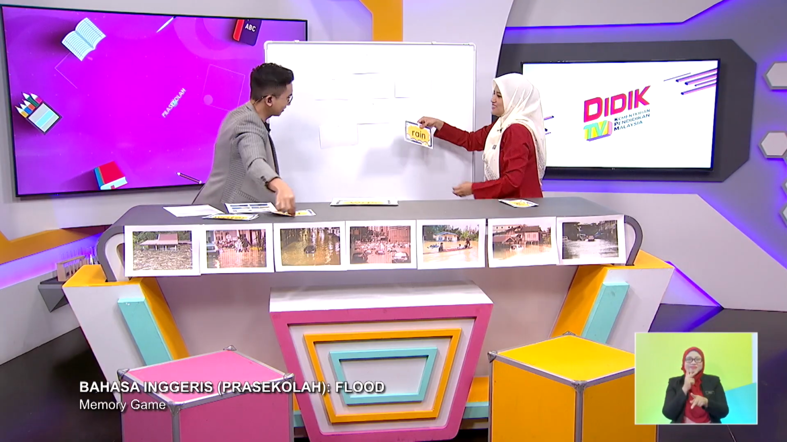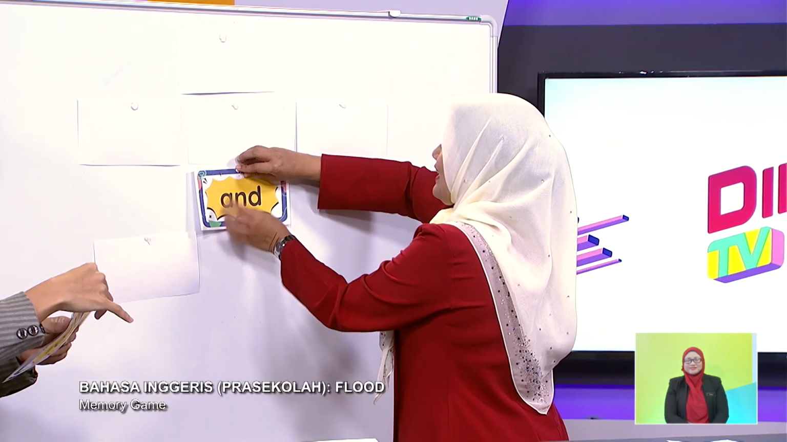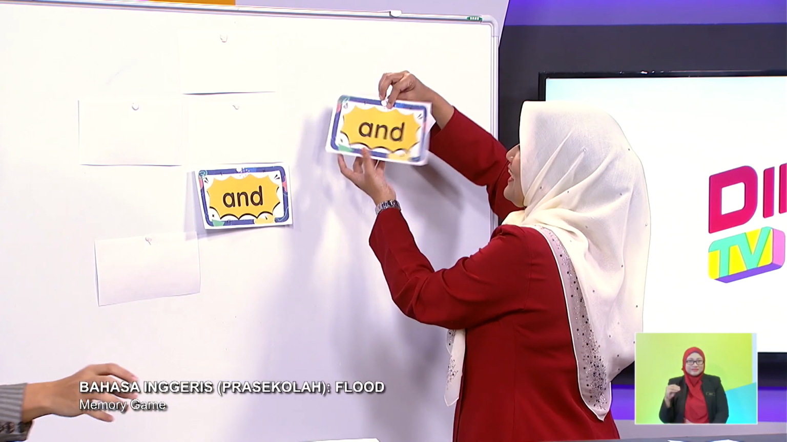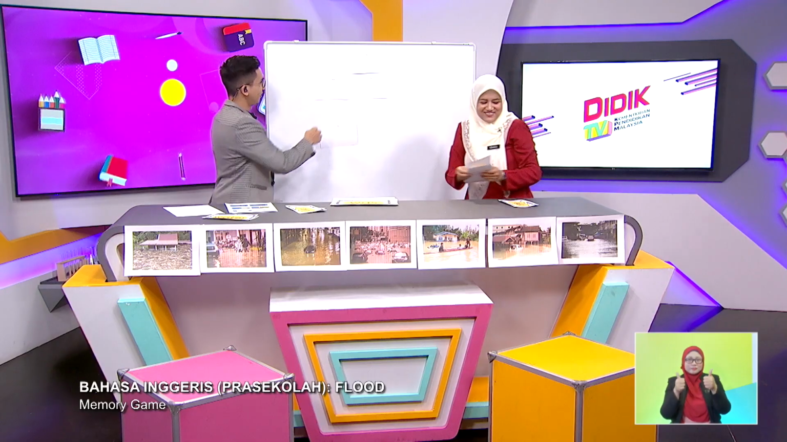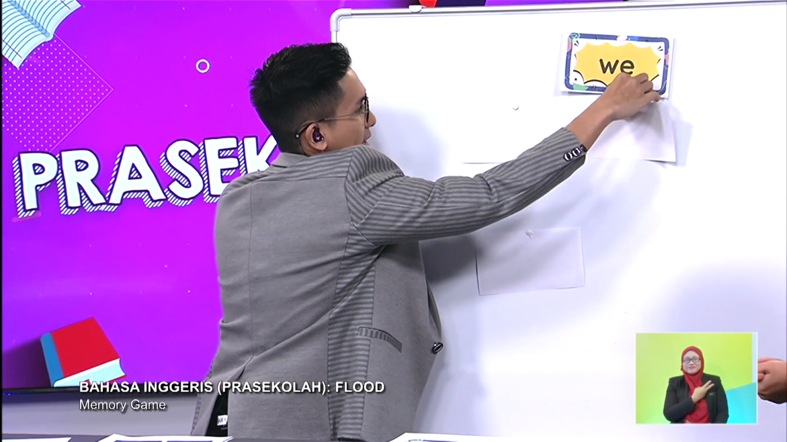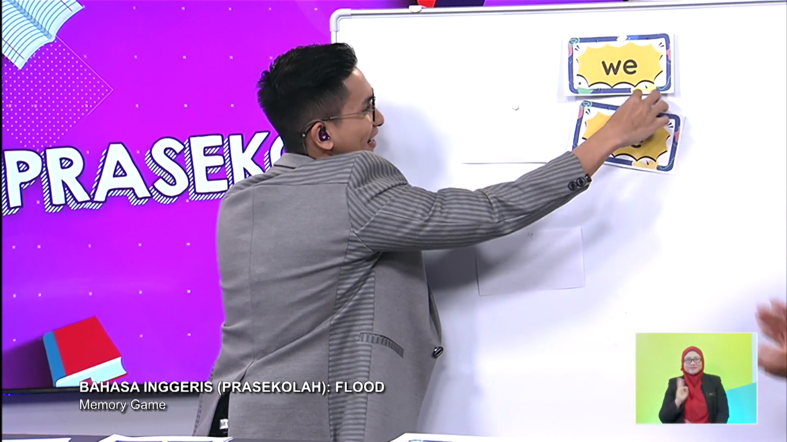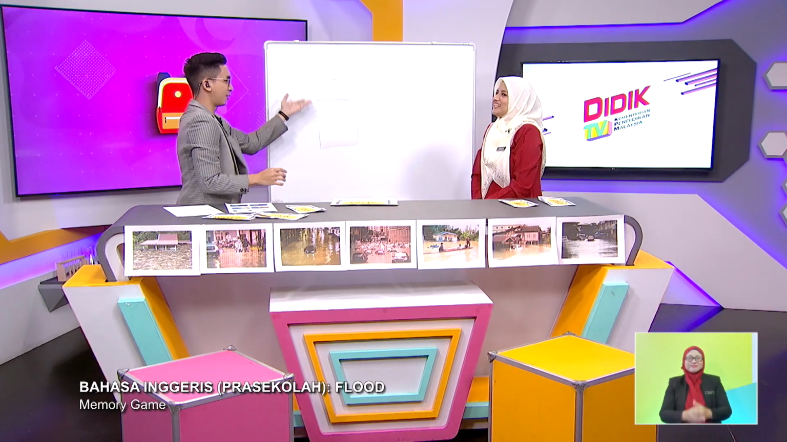Two pairs already. Okay. Let me try again. We are winning. And? Okay. And? Oh, no! Ooh. Okay, that's good. Good job, teacher. Okay. Thank you. So, I also get another point. We. And? We. Yes. So teacher, this is easy for you. You get 1 point, 3 points.